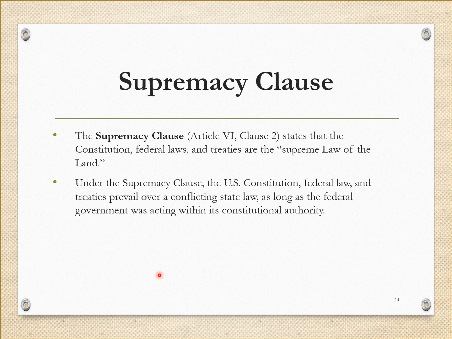The Supremacy Clause, it really kind of comes back to this. We've already talked about this once. But remember, the Supremacy Clause of the Constitution states that federal laws and treaties are the supreme law of the land. And under this clause, federal law and treaties prevail over conflicting state law as long as the federal government was acting within its constitutional authority.